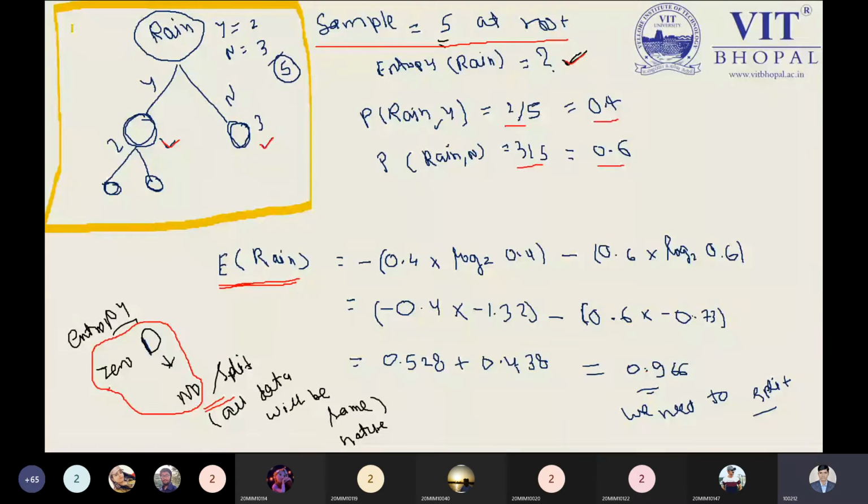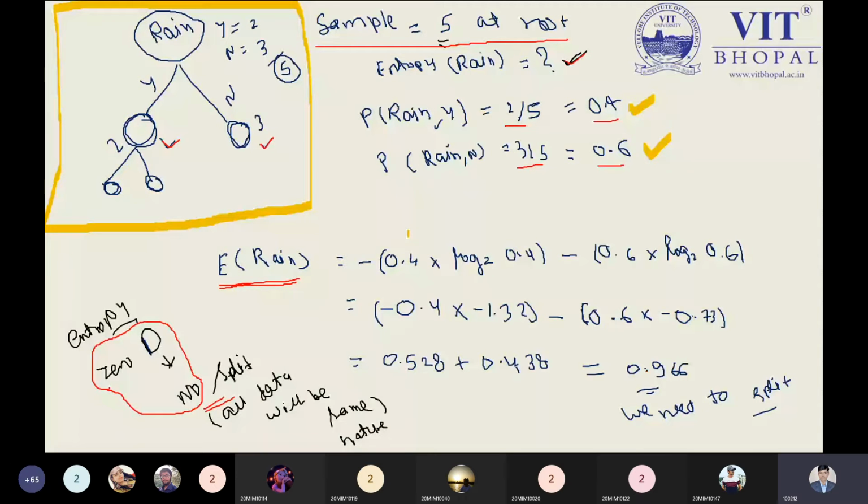Next, we have to determine the entropy of the rain. This is our question. What is the probability of the rain when we have the yes? The probability of the rain on yes is 2 by 5, which is equal to 0.4. Is it clear to all right now? And the probability of the rain based on the no parameter is 3 by 5, so we get 0.6. This is the probability we got.